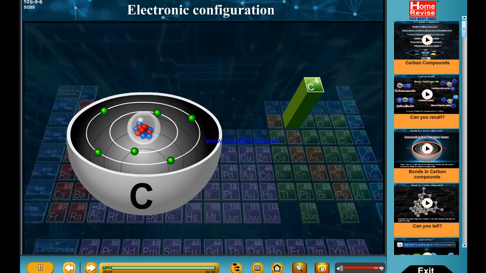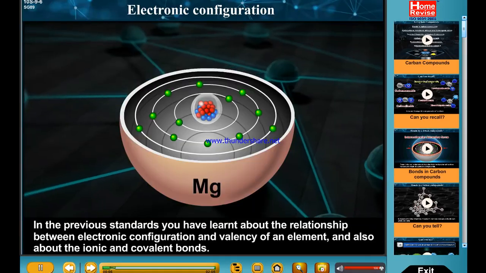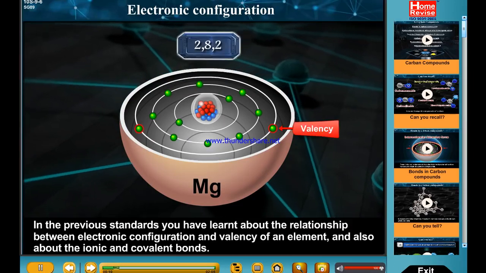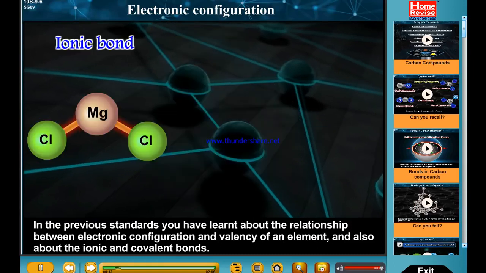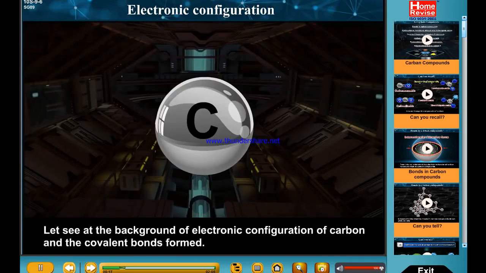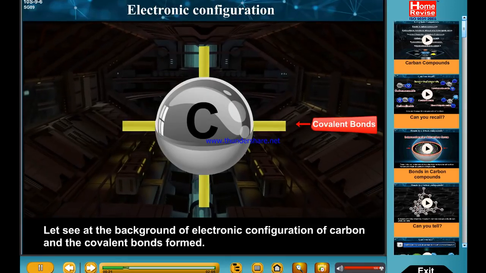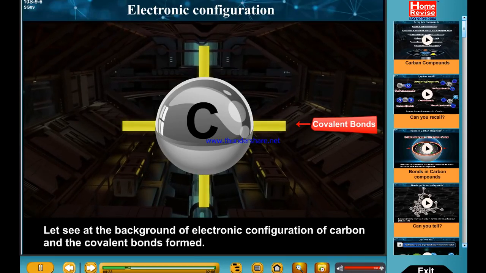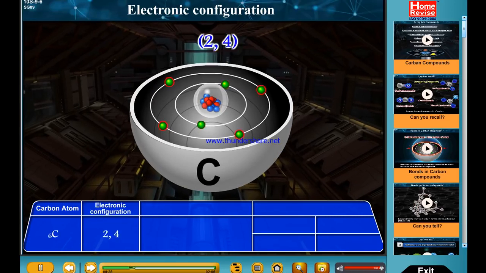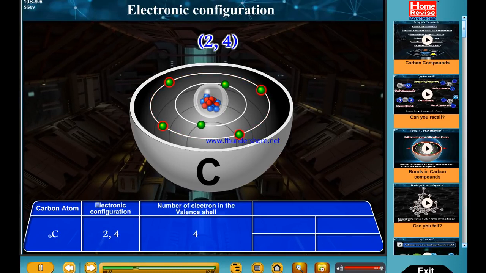Electronic configuration. In the previous standards, you have learnt about the relationship between electronic configuration and valency of an element, and also about the ionic and covalent bonds. Let's see the background of electronic configuration of carbon and the covalent bonds formed. Carbon atom C6 has an electronic configuration of 2, 4. The number of electrons in the valence shell is 4.